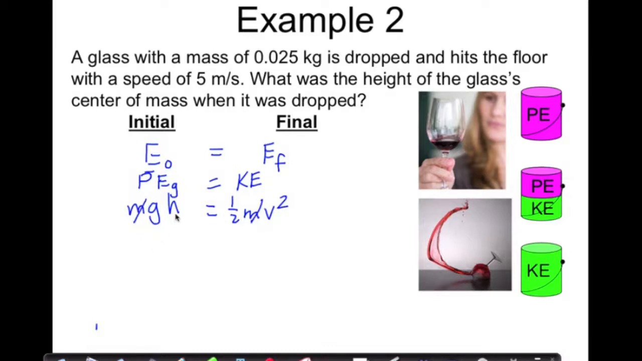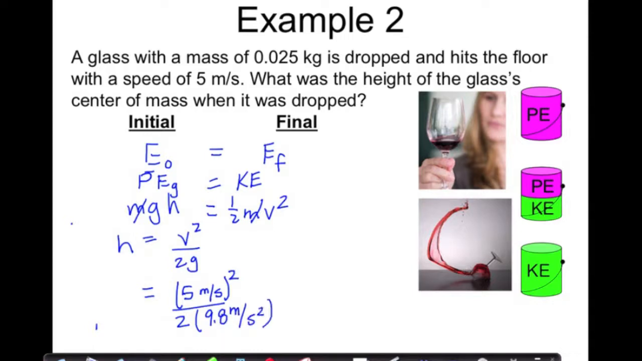And we're looking for h, so to solve for h, we want to divide g onto both sides, so our equation becomes h equals v squared in the numerator divided by 2g. Let's plug in our givens. Our speed is 5 meters per second, and we're squaring that, divided by 2 times 9.8, our acceleration due to gravity, meters per second squared. When we solve for this, we should get a height of 1.27 meters.